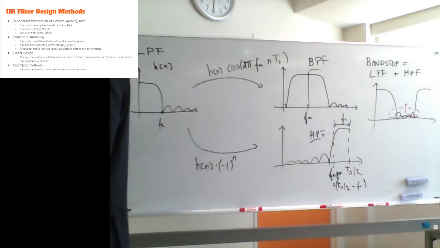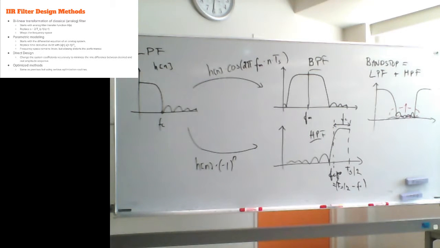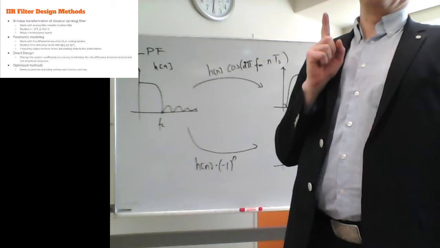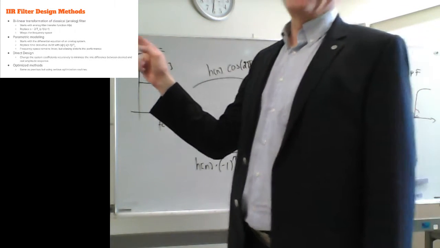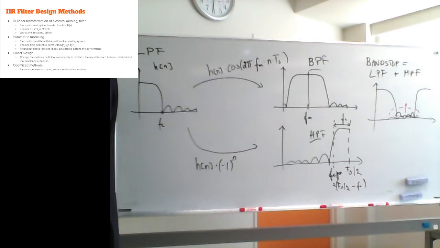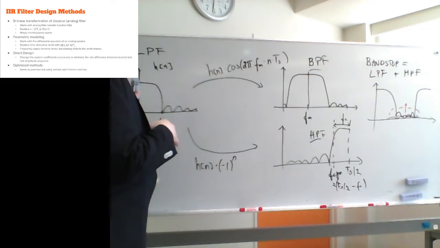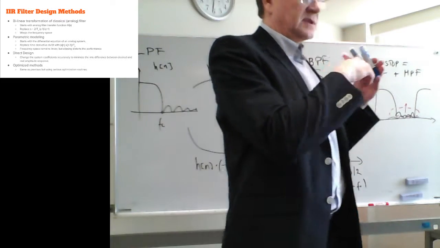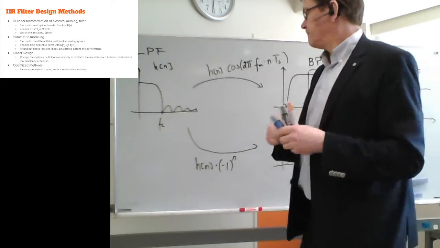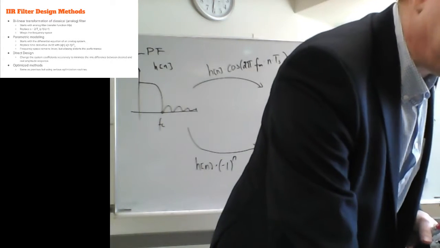Direct design. Change the system coefficients recursively to minimize the RMS difference between the design and real amplitude response. There's only one filter which is worth designing that way. Then there are some optimized methods. Basically, same as here, but using some serious optimization methods to find the optimum in fitting the parameters, so that it fits or minimizes the cost function. Okay, good.